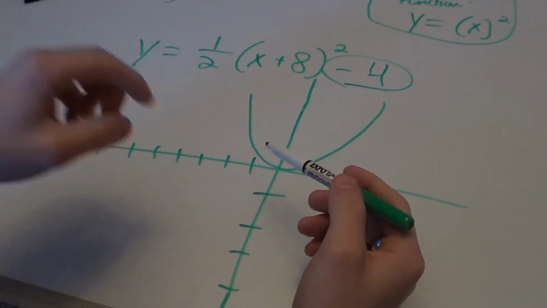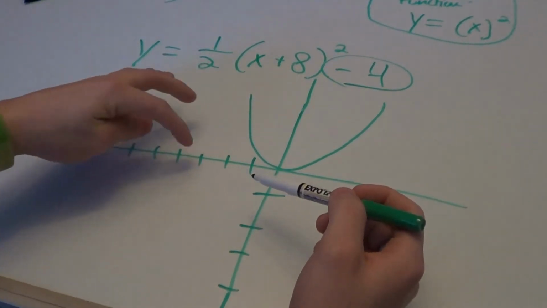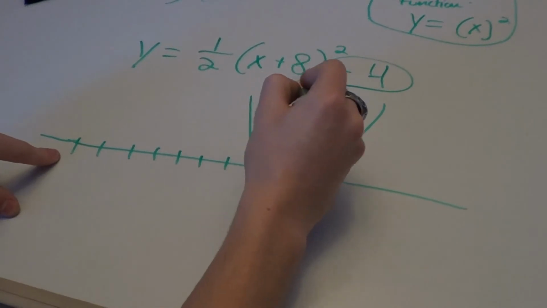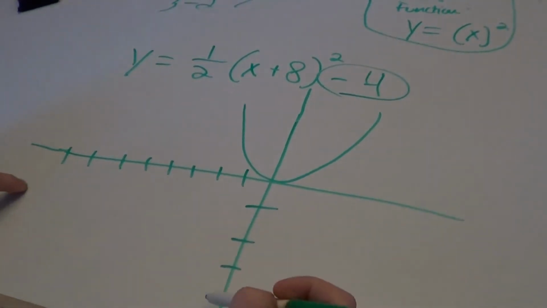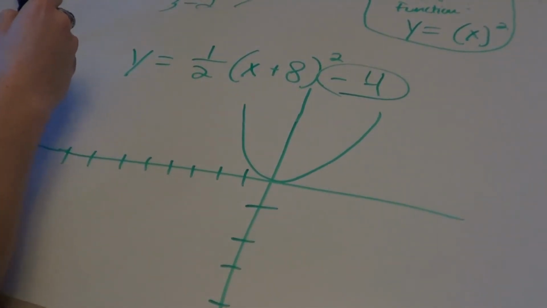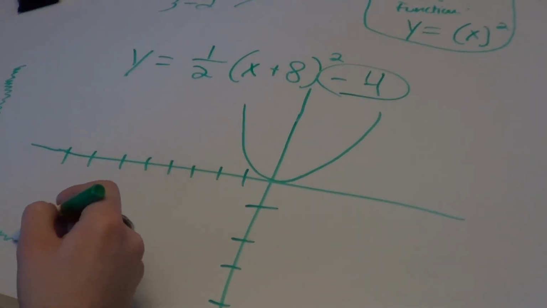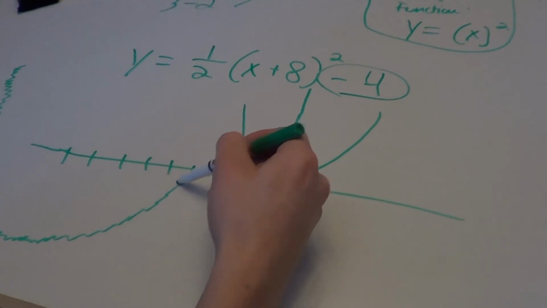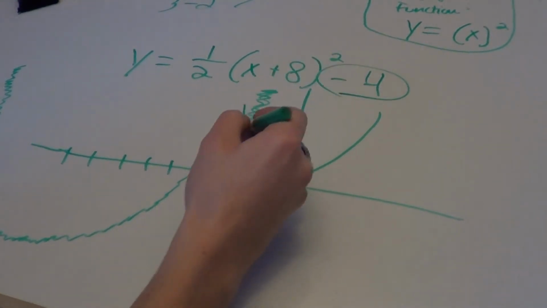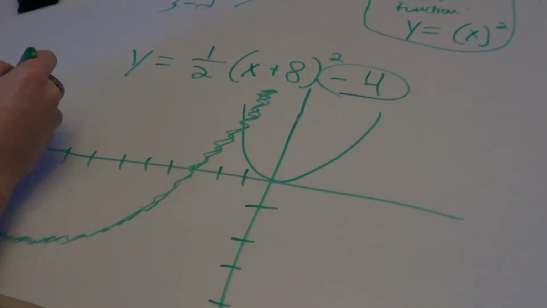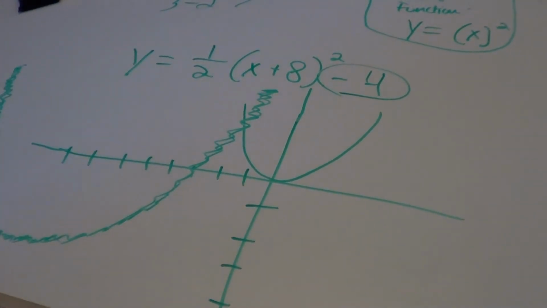Let's go ahead and plot these down. Go 1, 2, 3, 4, 5, 6, 7, 8 in the negative direction because it is a positive h, and then we'll go down 4, and it should look something like that when you graph it on a piece of paper or a whiteboard like I'm doing.